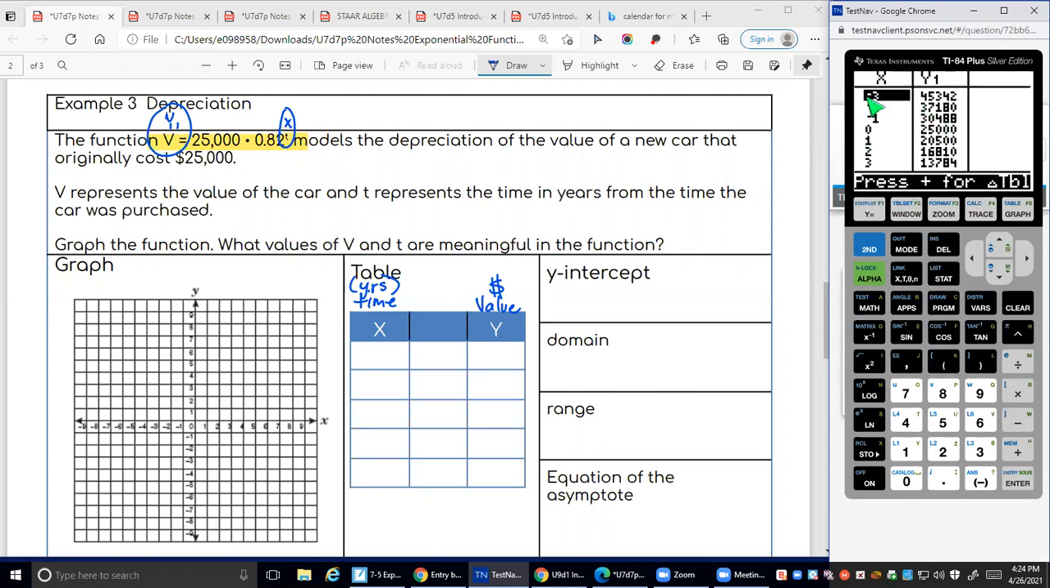The negatives, right? The negative X, because X is in time, right? So how am I going to have a car that's negative 3 years old if it was brand new this year in 0? That can't happen. That car wasn't even built. So that doesn't make any sense to have negative. So I'm going to make that little note right here.